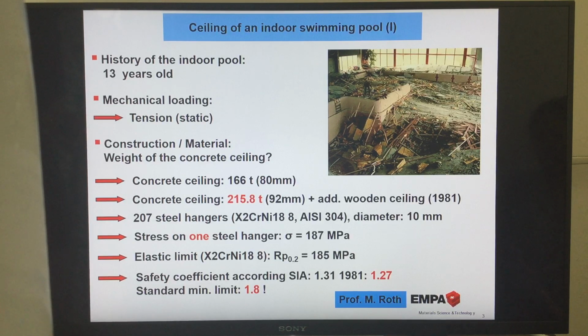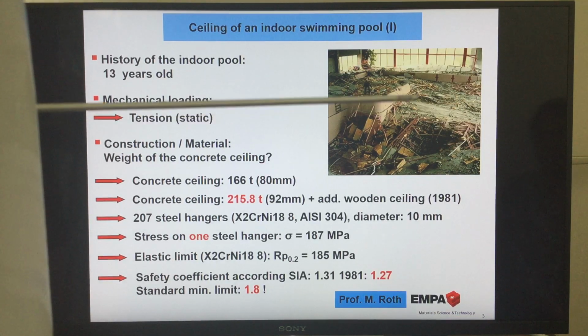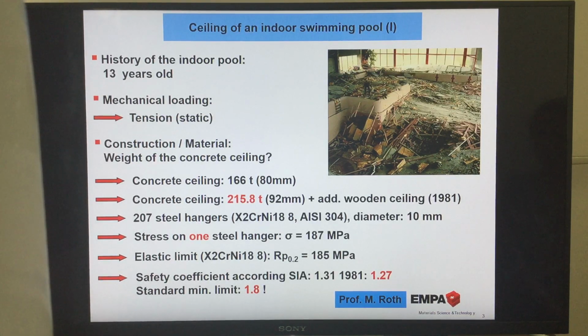Okay, now it's clear what kind of investigations we will perform, and it's clear we have to check all these 207 steel hangers very carefully, what happened, because they are obviously responsible that this kind of ceiling crashed.